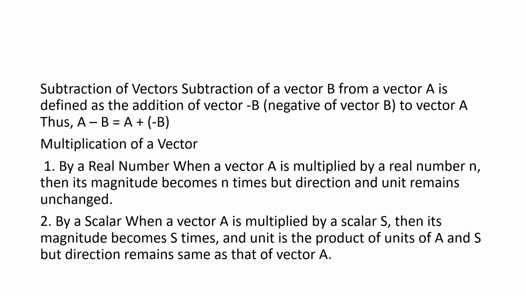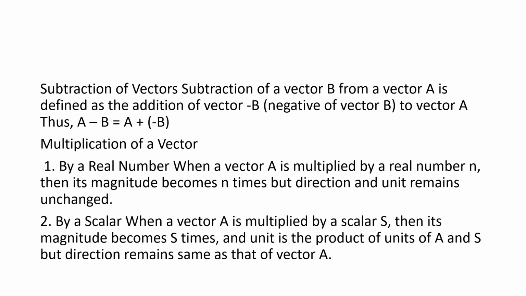So here we can define the subtraction of vectors as what? Subtraction of vector B from A can be written as A minus B, which we can also write as A plus (minus B). So this is the subtraction of vectors formula: A minus B is equal to A plus (minus B). Means whatever the B vector is, you can take it in the bracket and simplify this.